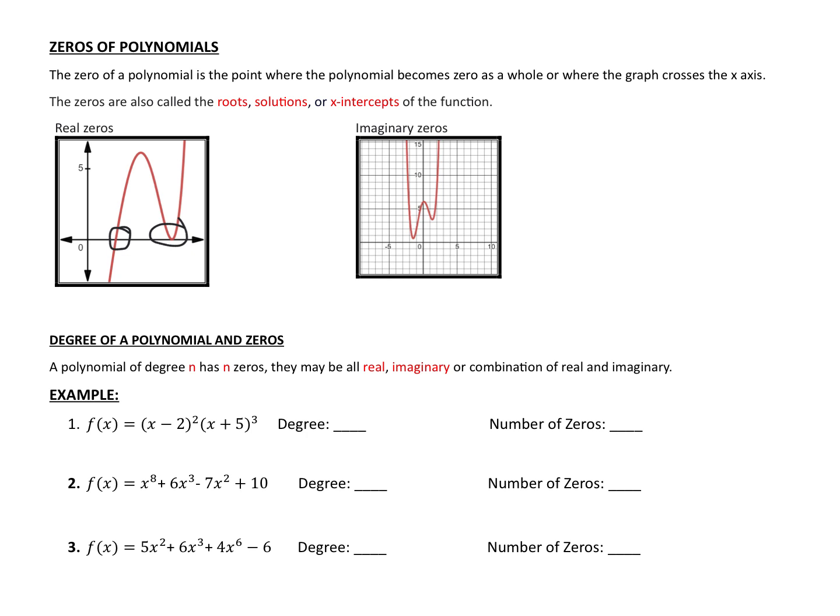However, if you look at this other graph here, I do not see any part of the graph cutting the x-axis or even touching it. So these are imaginary zeros. That's how you can tell the difference.